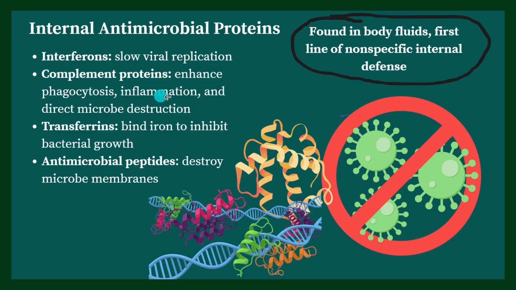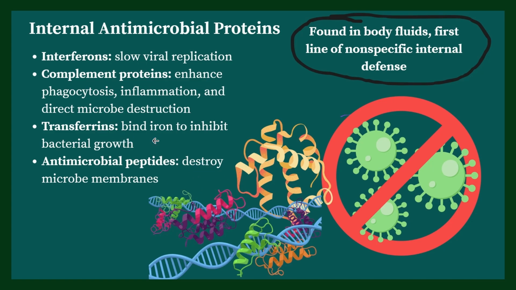Complement proteins are proteins that are there in the body, in the fluids, that help the white blood cells do what they need to do. They help trigger inflammation, and they help antibodies to be able to find those microbes to destroy them.